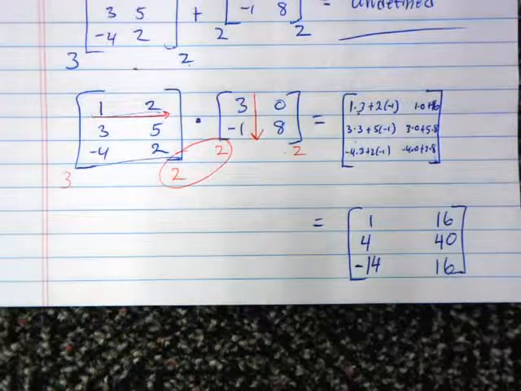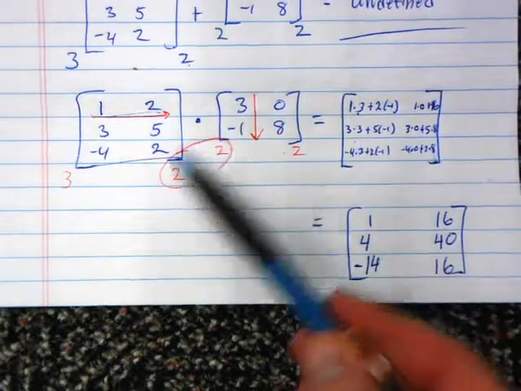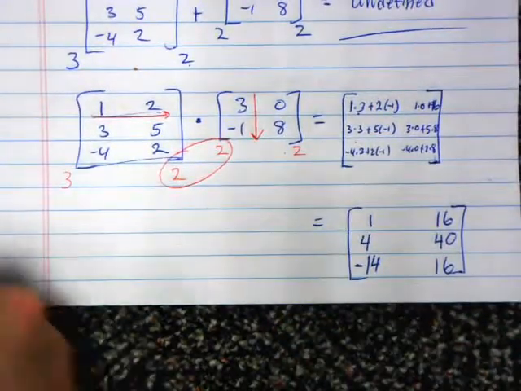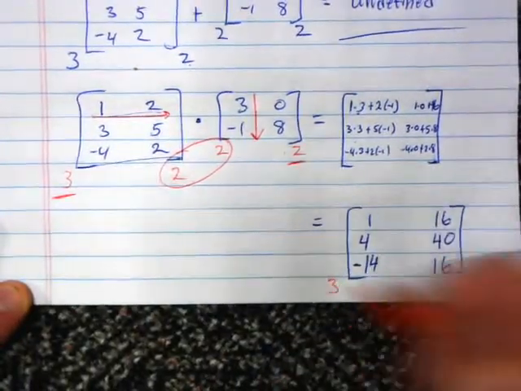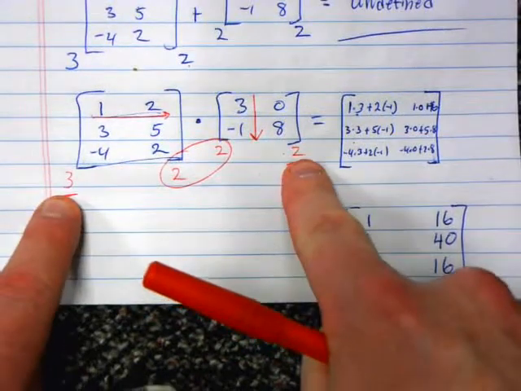Okay, so again, in order to multiply, these two numbers have to match, and then the answer that you get will have the size of these two outside numbers. So that one's 3 down and 2 across. It's always the outside numbers.